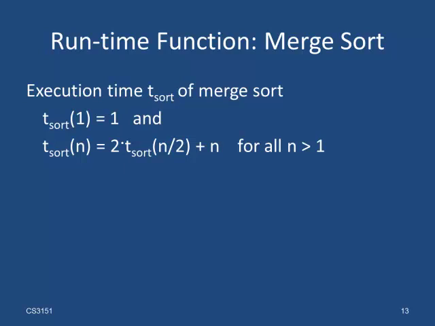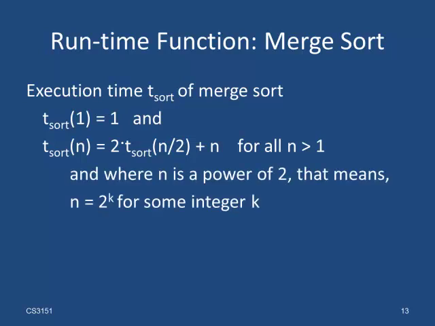If n is greater than 1, then tsort of n is equal to 2 times tsort of n over 2 plus n. Note that we are a little bit sloppy. If the array size is odd, and so the argument is an odd number, then n over 2 has a fractional part and the function value is not well defined. In fact, the function tsort is only well defined if the argument n is a power of 2, because only then can the array be split continuously into two halves of exactly the same size. So let's assume that n is always a power of 2.